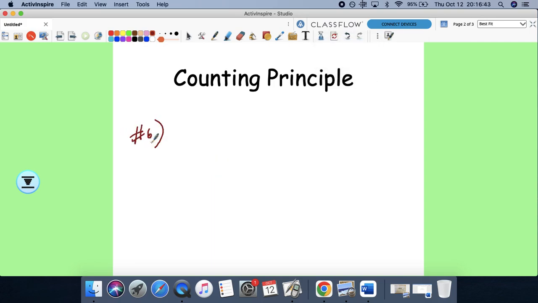Number 6. The menu at a fast casual restaurant offers 9 different types of soups. Okay, again, so we have 9 choices for soups, 6 different choices for salads, so we get 54. Okay.